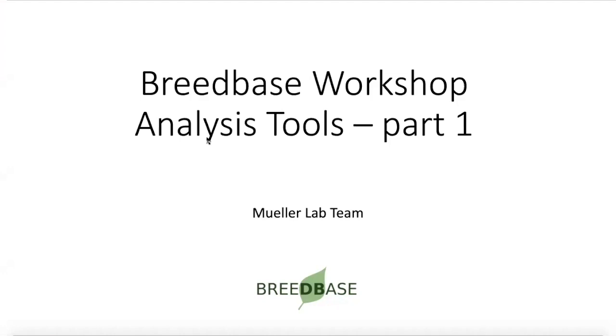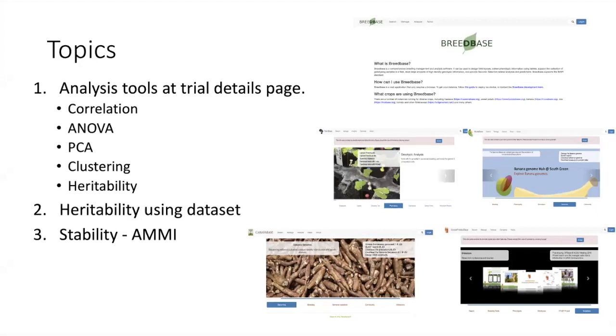I'm going to talk for this first part, including some topics. I'm going to talk about analysis tools at the trial details page. There you can find the correlation, ANOVA, principal component analysis, clustering, and heritability. And also there is another way to calculate heritability using a dataset which is in another location, and also talking about stability as well.